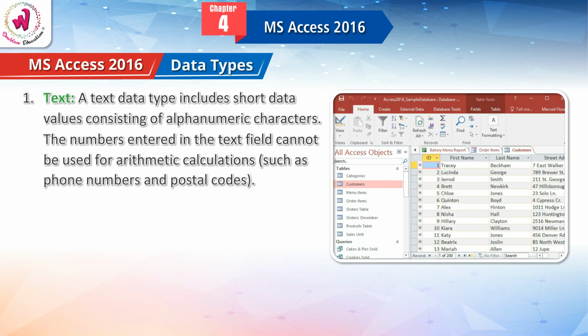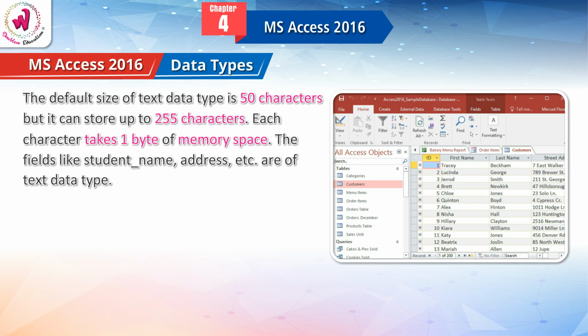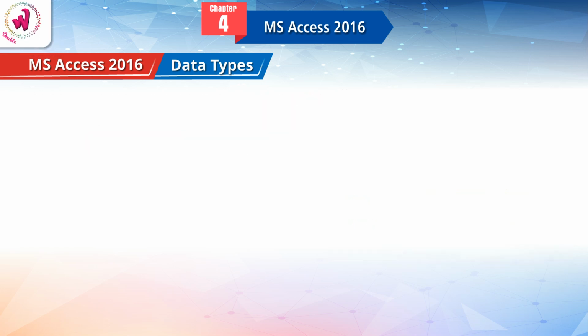Text. A text data type includes short data values consisting of alphanumeric characters. The numbers entered in the text field cannot be used for arithmetic calculations, such as phone numbers and postal codes. The default size of text data type is 50 characters, but it can store up to 255 characters. Each character takes 1 byte of memory space. The fields like student's name, address, etc. are of text data type.